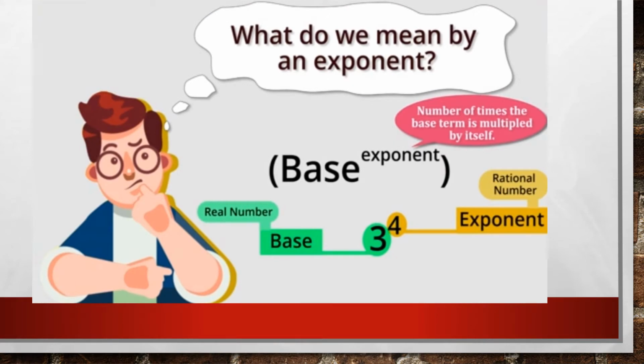Let us recall what is meant by an exponent. Exponent means the number of times the base term is multiplied by itself. In the example, 3 raised to 4, 3 is the base and 4 is the exponent. 4 times the base 3 is multiplied by itself, that is 3 into 3 into 3 into 3, which is equal to 81. 3 raised to 4 is equal to 81.